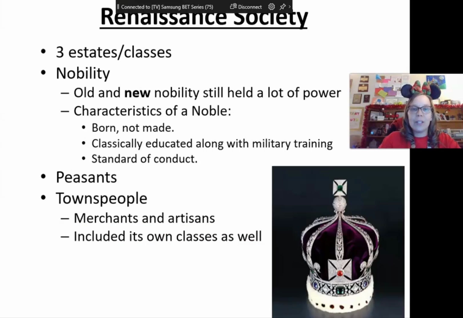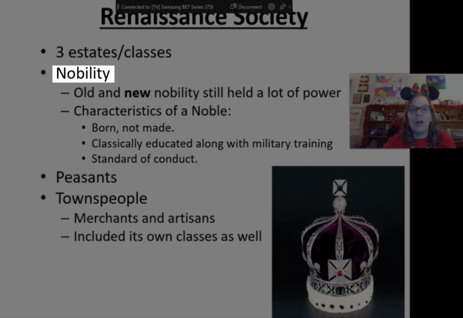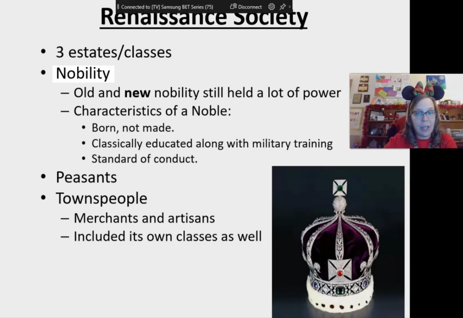Now let's talk about Renaissance society a little bit in Europe. So in the Renaissance period in Europe, there were certain characteristics that were pretty common. So first off, there were three main social classes, or three, as we call them, estates. And those were the nobility, the peasants, and the townspeople. So the nobility was made up of old nobility, but also new nobility. So think of it like old money and young money, right? You've heard that before. So they still hold quite a lot of power, even though the feudal system fell apart at the end of the medieval period.